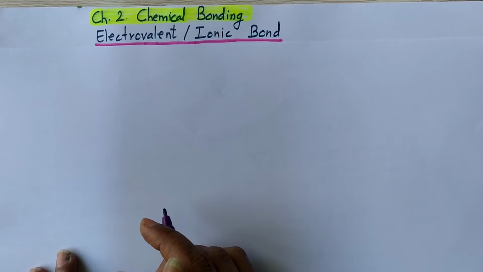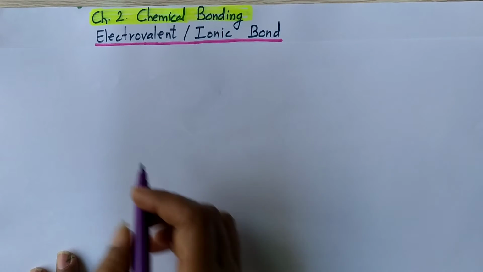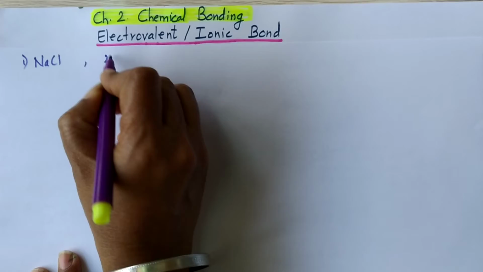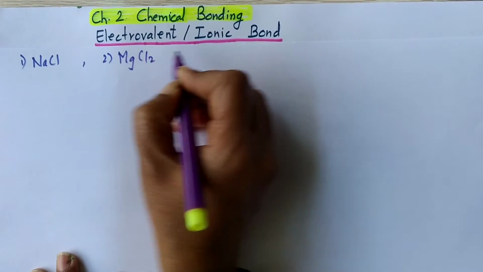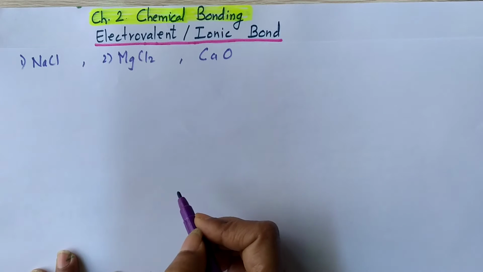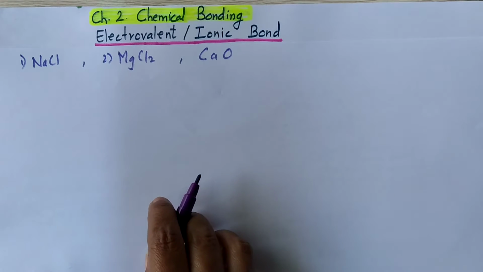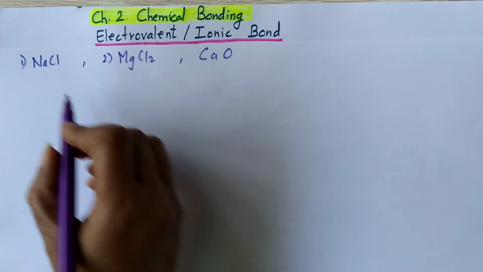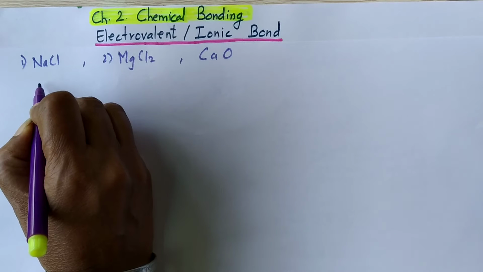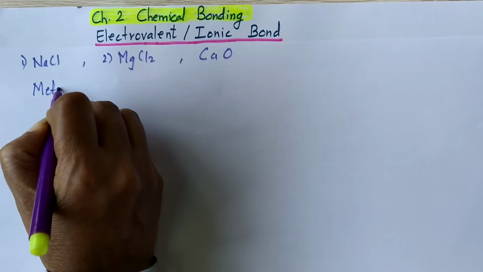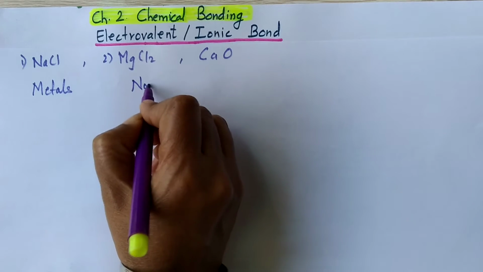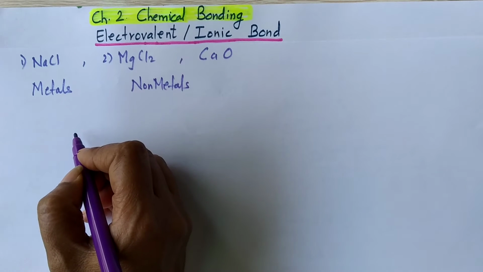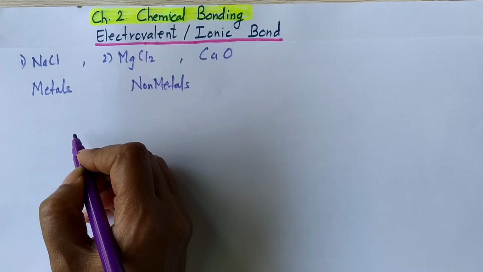Let us study electrovalent or ionic bond in NaCl, magnesium chloride, MgCl2 and calcium oxide. Now you will also learn the trick. Electrovalent or ionic bond takes place between metals and non-metals. Always remember, when there is a metal and a non-metal, then you get electrovalent or ionic bond.